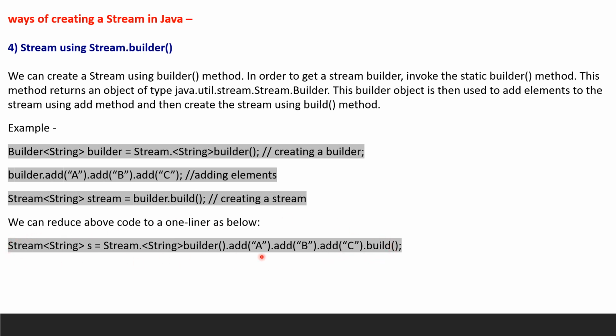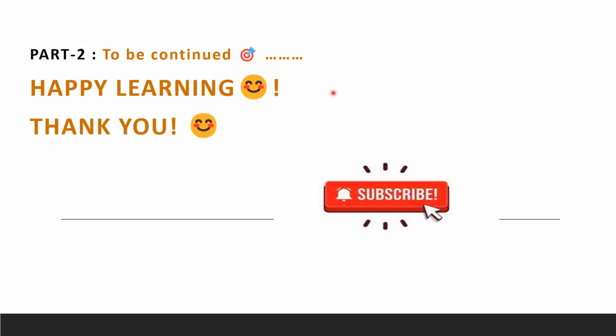In this way we can create a stream using the Stream.builder method. So for now, this is the one type. And creating a stream using the other methods will be continued in part 2.